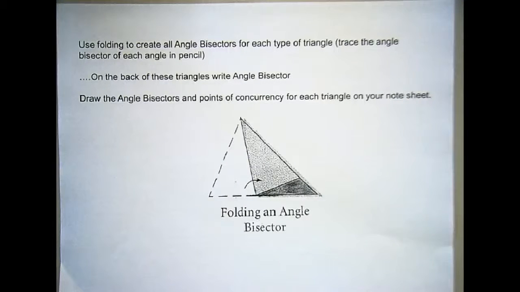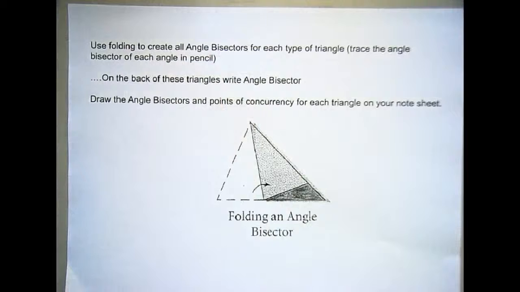It says, use folding to create all angle bisectors for each type of triangle. So that means for all 3 types. What are the 3 types you have? Right, obtuse, acute. So, trace the angle bisector of each in pencil on the back of these triangles. Write angle bisector. And then draw the angle bisector and the point of concurrency on your note sheet, which we'll do here in a minute. So let's take it step by step. Let's do the folding first.